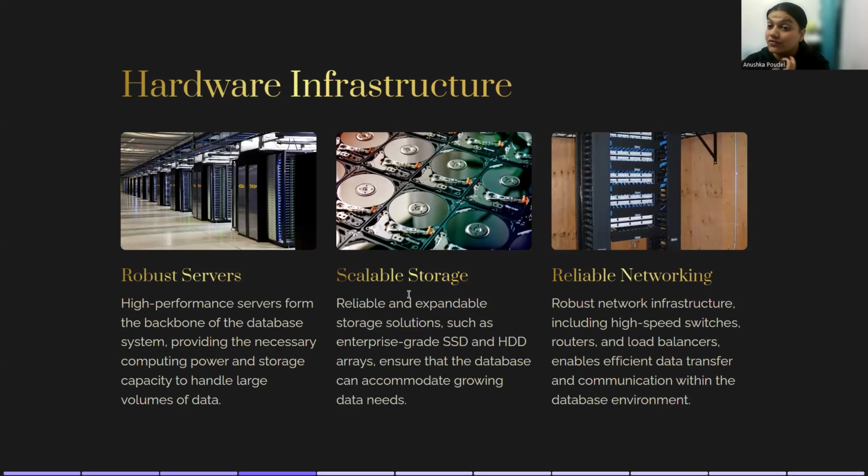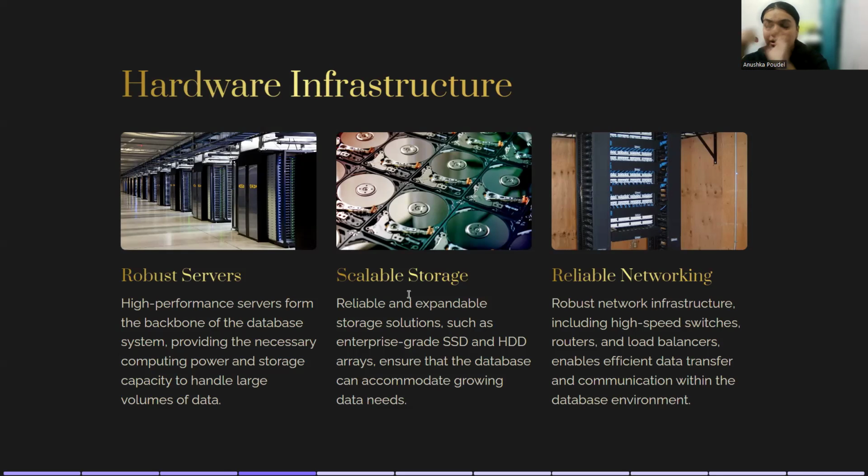The higher the performance of the server is, the better the database is, and they form the backbone of the database, providing the necessary computing power and storage capacity. Then we have scalable storage. Reliable and expandable storage solutions such as enterprise grade SSD and HDD arrays ensure that the database can accommodate growing data needs. So scalable storage is essential as well because it should be reliable and expandable.